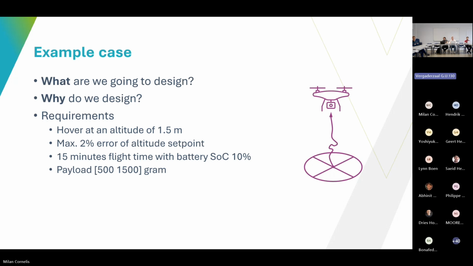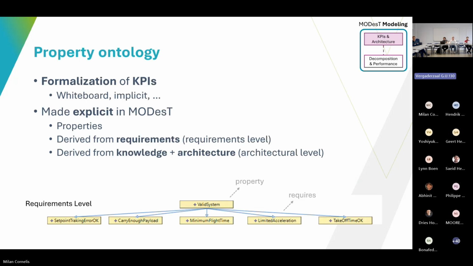So if you want to put this into the Modest tool, you first model these in the property ontology, because what we usually see is that formalizing these KPIs is usually done on whiteboards, or it's implicitly known, or in Excel sheets and so forth, which is distributed everywhere. So what you can do is model them explicitly in Modest at this first level of the modeling, the KPIs and architecture. You can model these as properties, and these can be either derived from requirements, which are then at the requirements level, or knowledge and architecture.